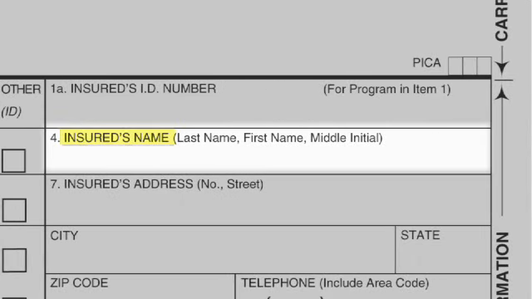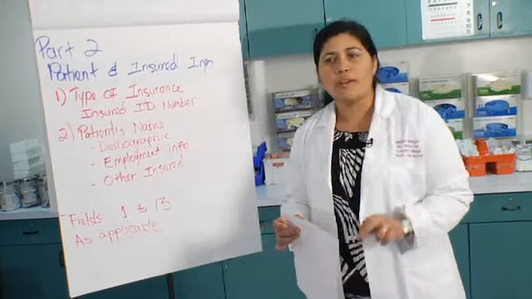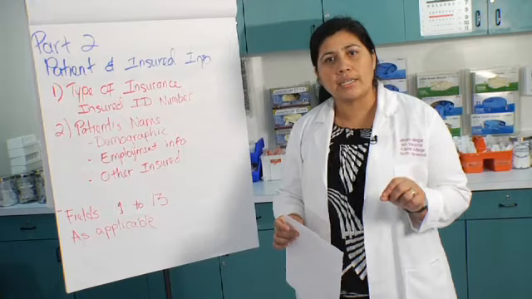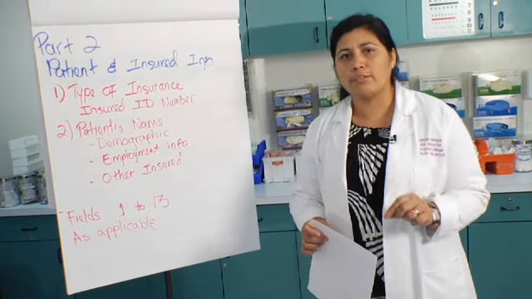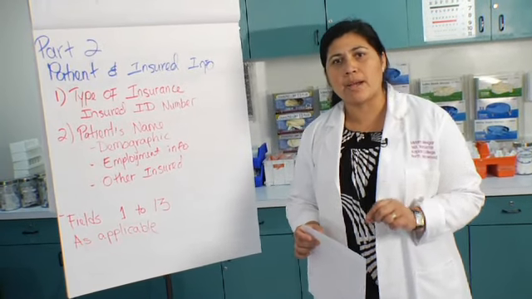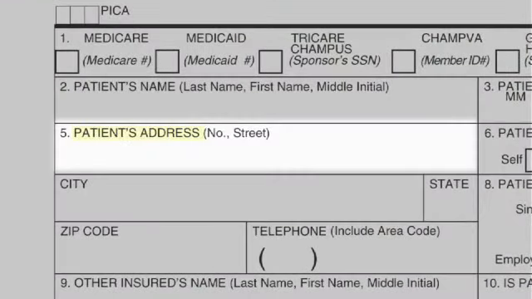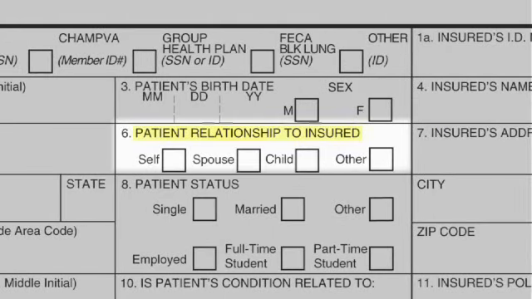Now let's just touch a little bit on field number 4. For some insurance companies, you do not need to put that information in if the patient is the same as the insured. For field number 5, that's the patient's address. Field number 6 is the relationship to the insured. Is it self, a spouse, child, or other?